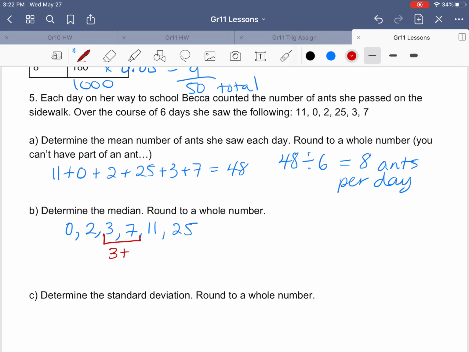So we have the 3 and the 7. We do 3 plus 7, and then we divide that by 2, so we get the mean, or the average. That gives us 10 divided by 2, which gives us 5. So this 5 is our median. Let's just quickly write that when there's no middle number, you need to take the mean.